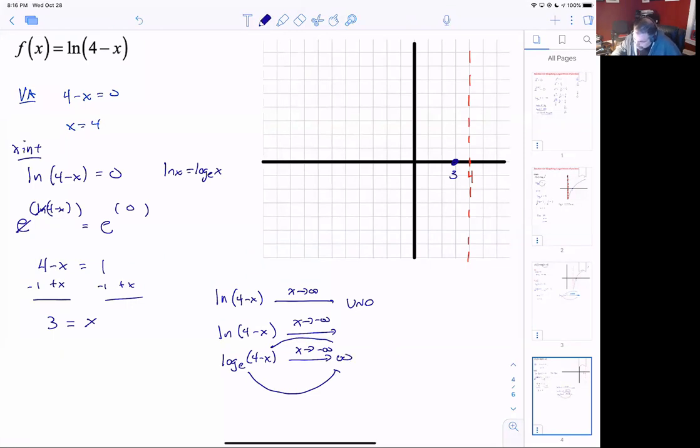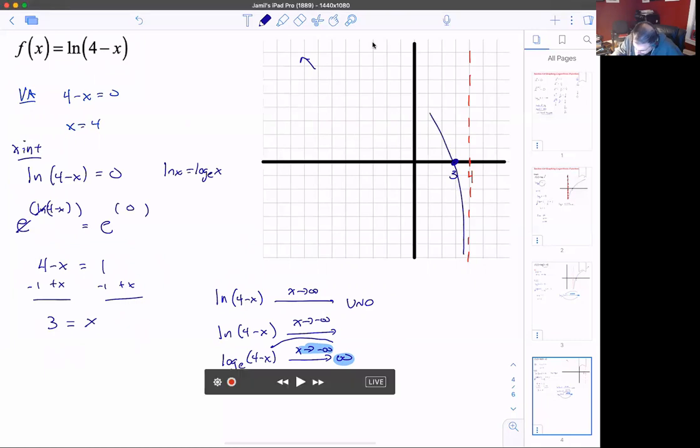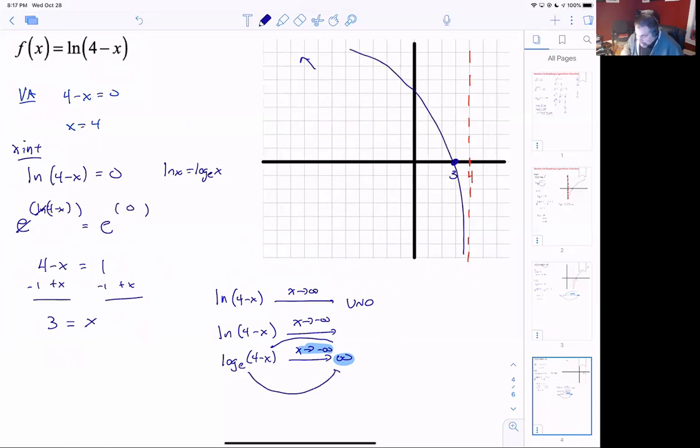So in this case, we're being told that x is going to negative infinity. That means it's going all the way to the left, but the output is going all the way up. That means our graph is actually headed in this direction right here. So when I go to graph this particular function, I'm going to use the asymptote, go through 3, and then continue up in this direction.